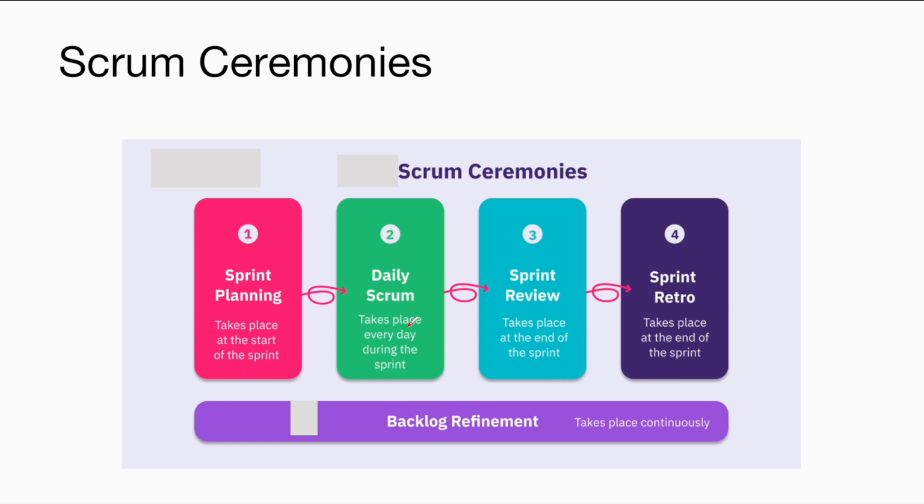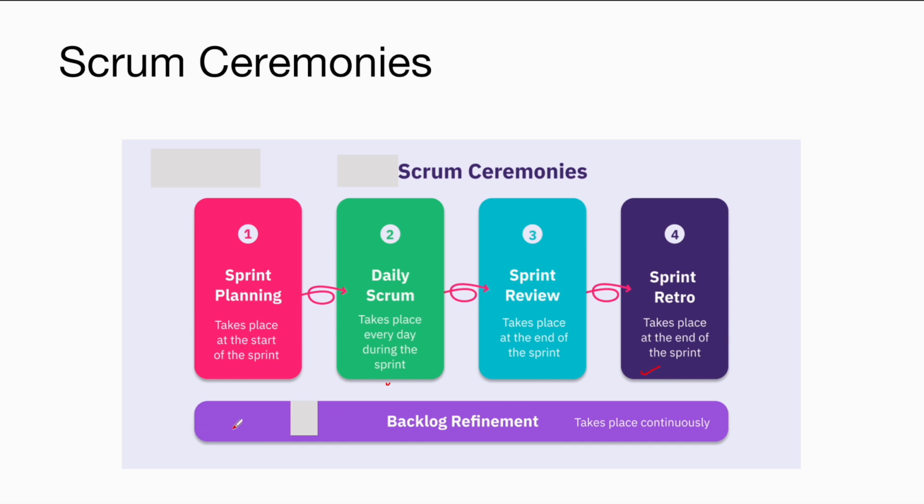Daily Scrum takes place every day during the sprint. This is only for 10 to 15 minutes per day. Sprint review takes place at the end of the sprint. Here, the team will show what they have built during this sprint. Sprint retrospective also takes place at the end of the sprint. Here, they discuss what went well and what could be improved next time.